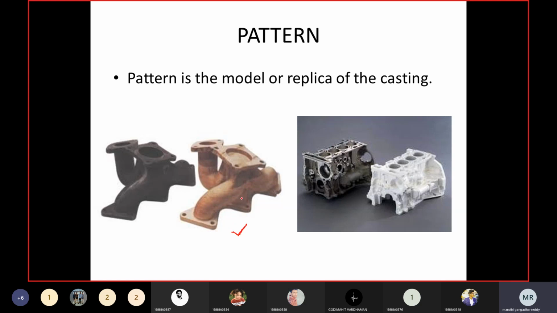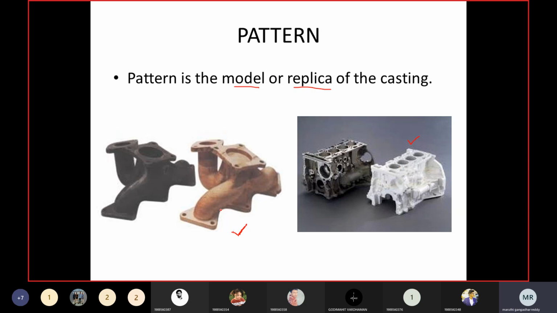Usually a pattern will be made up of wood, which will be the model or replica of the final casting. What is the definition of the pattern? If you consider the second photograph, this is called a pattern. This is an engine block. Before actually preparing the casting of an engine block, we should first prepare a pattern, which is called the model or replica of the casting. The model or replica of the casting is called a pattern.